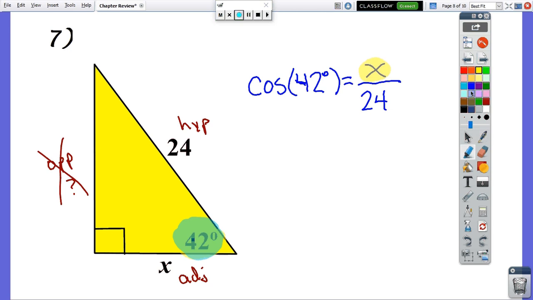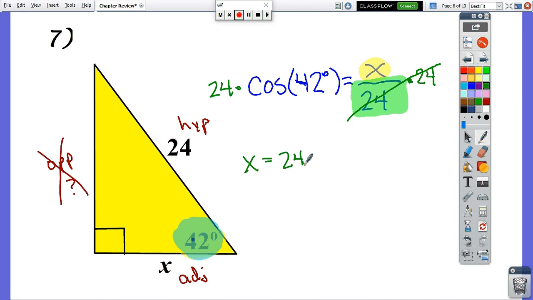So now we had to ask ourselves, if I want to get x all by itself, I have to detach this divided by 24 from it. So what was the opposite of dividing by 24? Well, we would multiply both sides by 24. So these cancel out over here, leaving us with just our x. And then what we needed to type into our calculator was 24 times the cosine of 42 degrees.